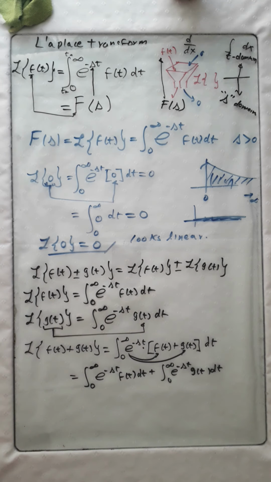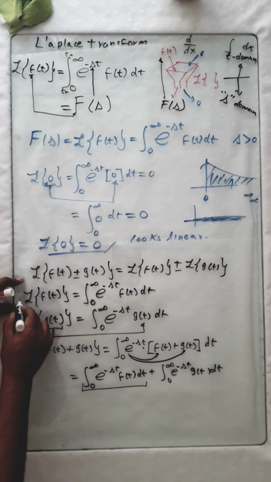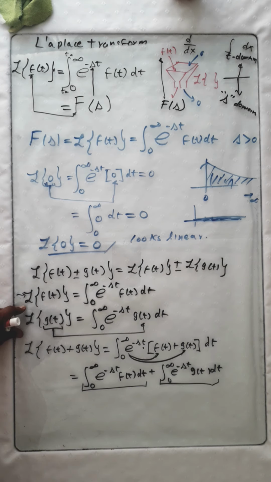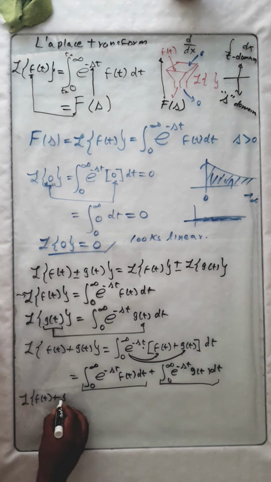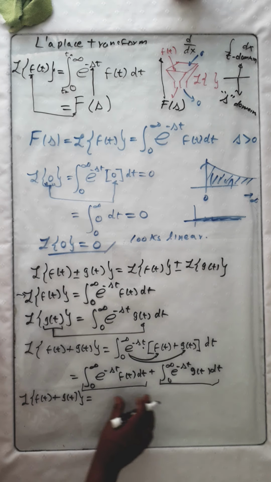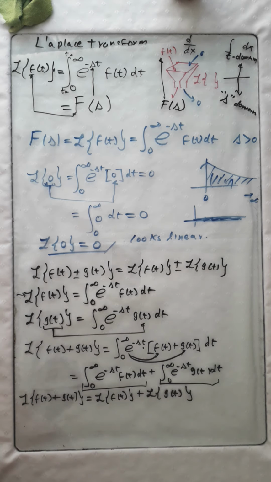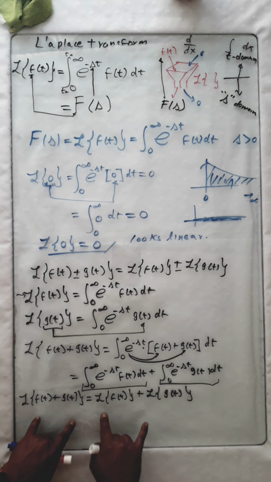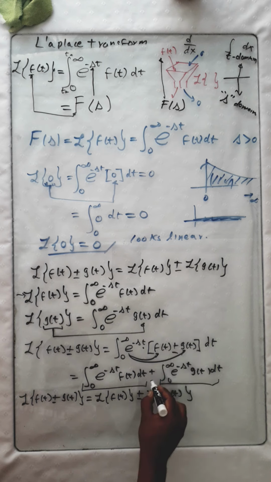Okay, now what is this? This is exactly the definition of the Laplace transform of f of t. And what is this? That is exactly the definition of the Laplace transform of g of t. So that means that the Laplace transform of f of t plus g of t is equal to the Laplace transform of f of t plus the Laplace transform of g of t. So we have proven that no matter if you do it together or separately, they happen to be the same. It doesn't matter if it is positive or negative.